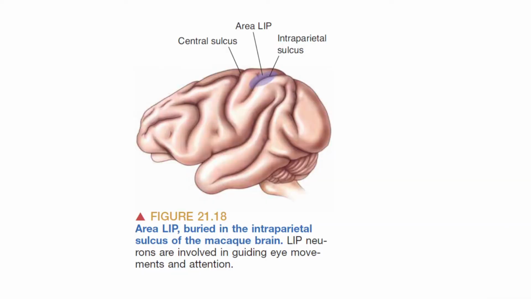We have an image of the intraparietal sulcus. This is a monkey's brain, and it's just basically to show you where this area is located. It's another area very important also for guided attention, and we will see this in later experiments.